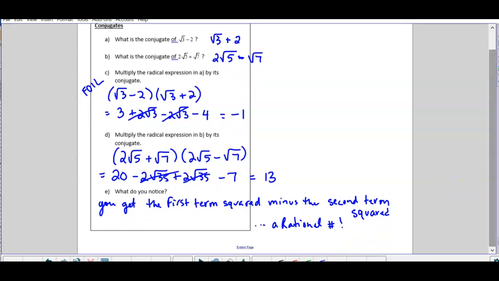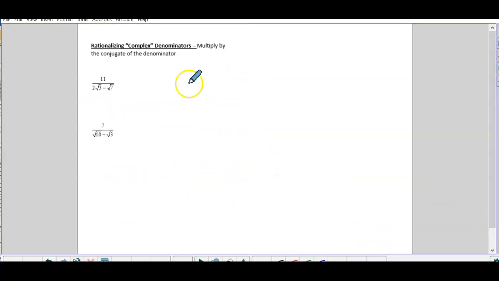Rational number. Okay, so rationalizing complex. By complex, we're not meaning complex numbers, which you'll learn about later. We just mean it's more difficult than the ones we already did. So we want to multiply. If you're multiplying the denominator, then you have to multiply the numerator. So that'll be 2 root 3 plus root 7. So this will be 2 root 3 plus root 7. Always has to be the same.